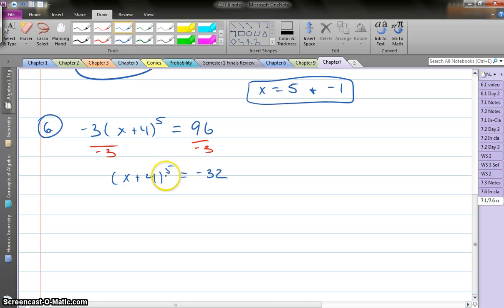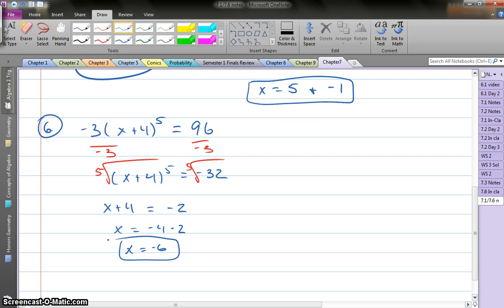All right, we have to get rid of the 5. So I take the 5th root of both sides. On the left, I'm left with x plus 4. The 5th root of 32 is negative 2. Again, it's not plus minus because it's negative 2 five times, so that's just your solution. Subtract 4 from both sides. So x is negative 6.